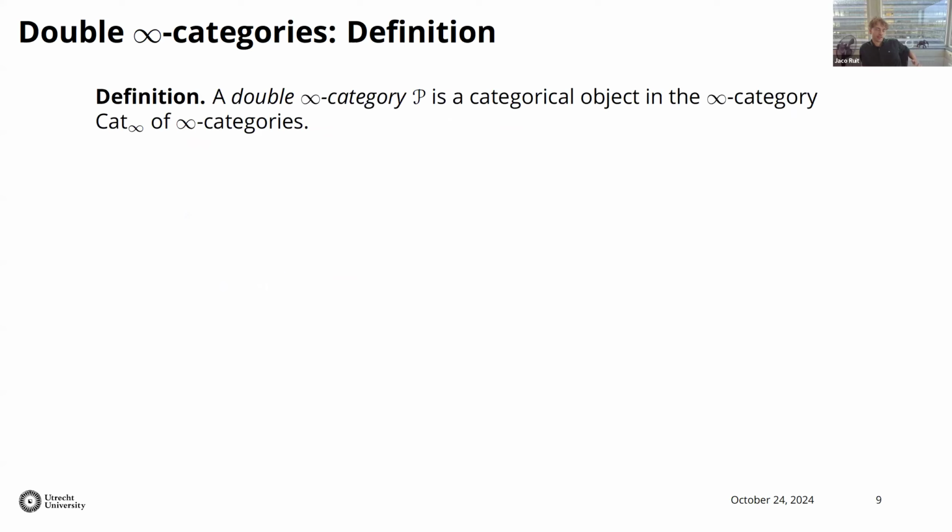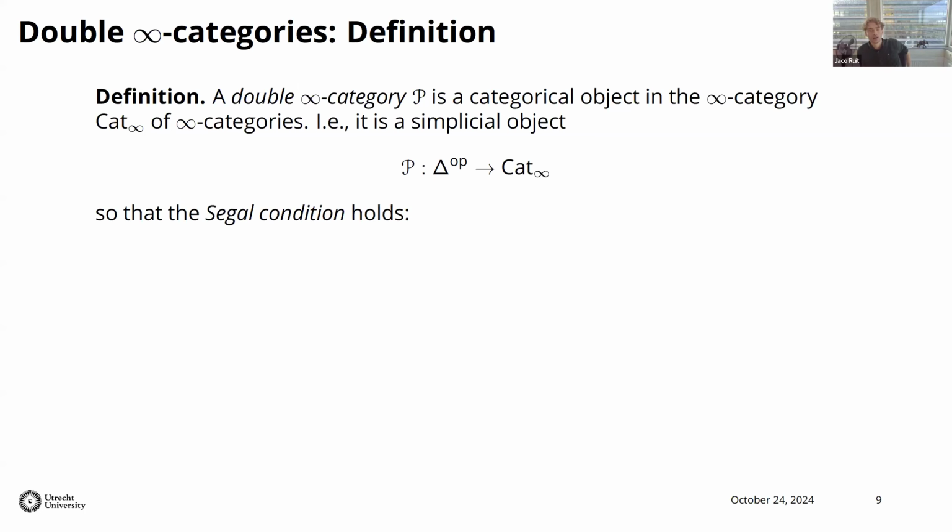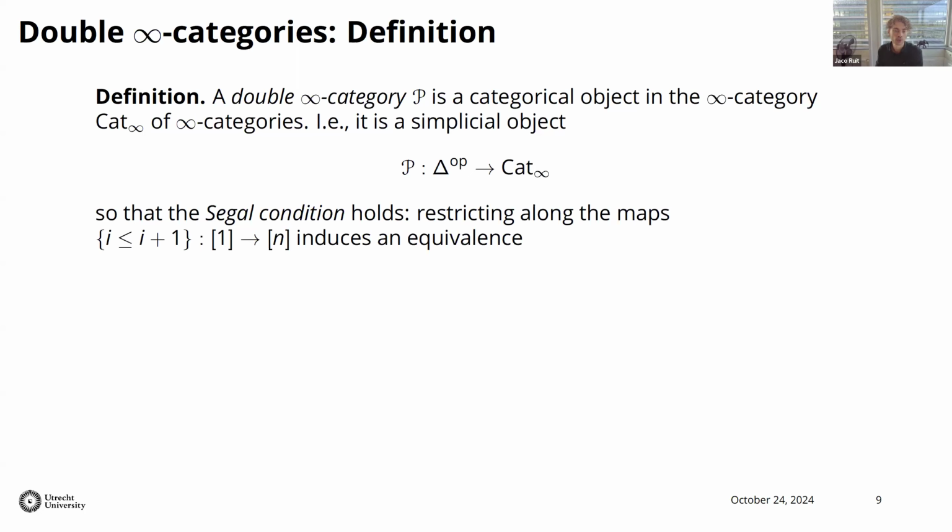So I just want to give a slightly more precise definition. Maybe you've seen a definition of double categories as a category object in categories. And you can run the same definition in infinity categories as well. So a double infinity category would be a categorical object in the infinity category of infinity categories, which is to say that it is a simplicial object displayed like this. So delta is my notation for the simplex category. This functor P comes with an extra condition, the so-called Segal condition, which should hold.